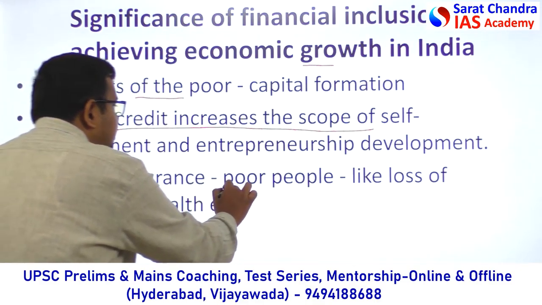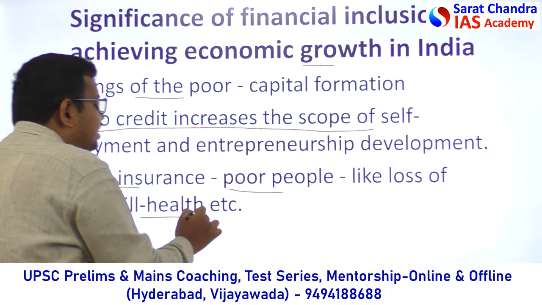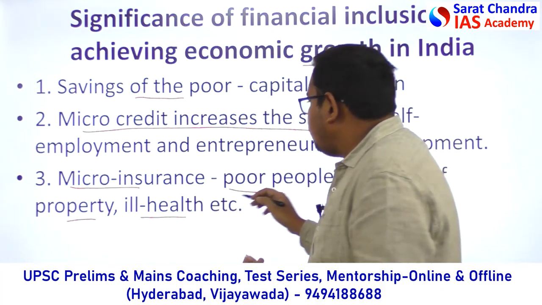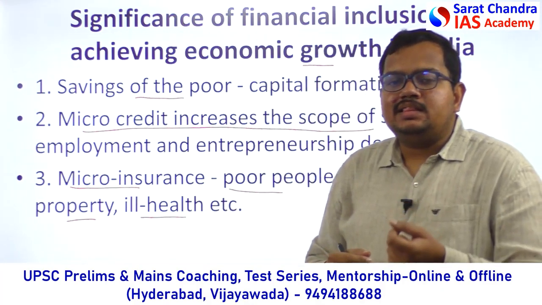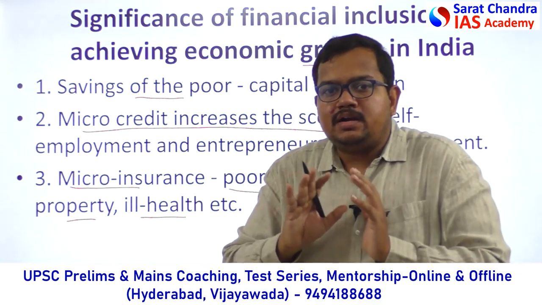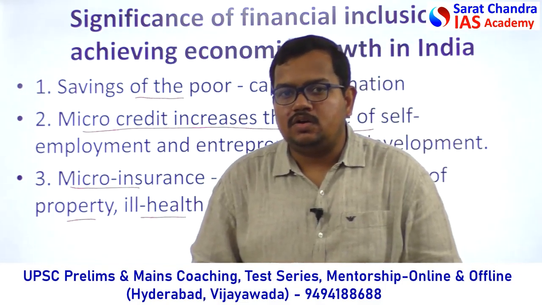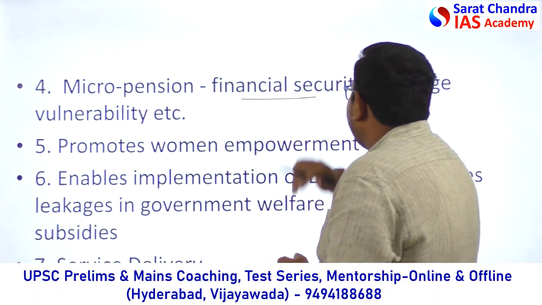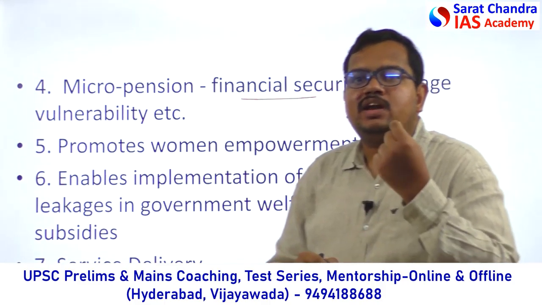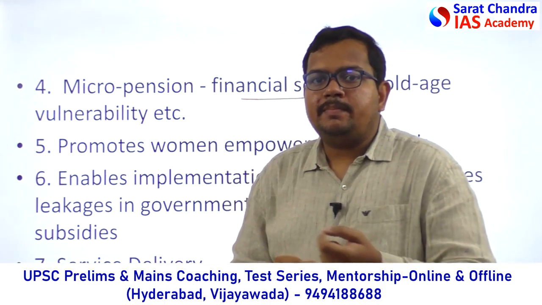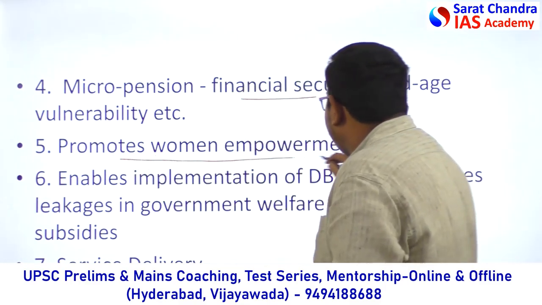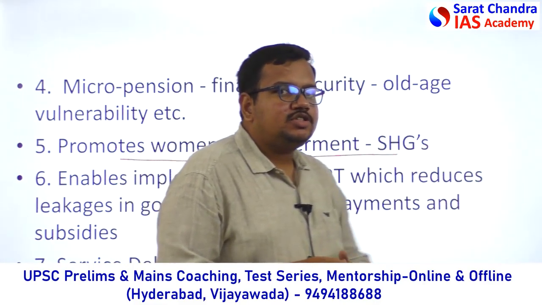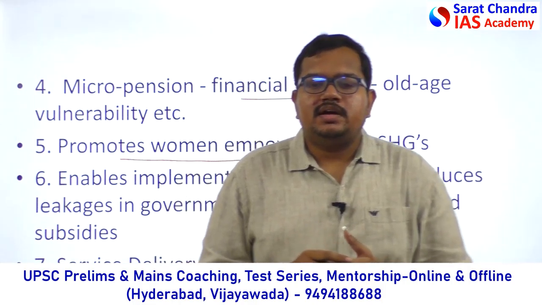And micro insurance: poor people like to have insurance for property, ill health, etc. So micro insurance schemes help people to have insurance against their property and health, so that people don't spend too much money on health aspects. And micro pension will create financial security for old age people, for vulnerable people, for disabled people. Similarly, it promotes women empowerment through self-help groups. Self-help groups are one of the major aspects when it comes to financial inclusion. You might have heard about Dwakra.